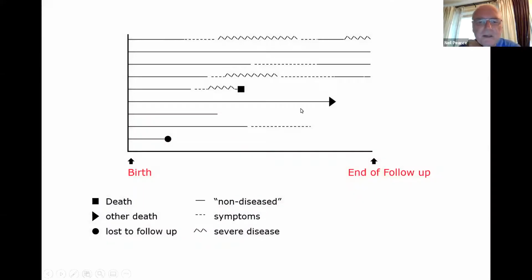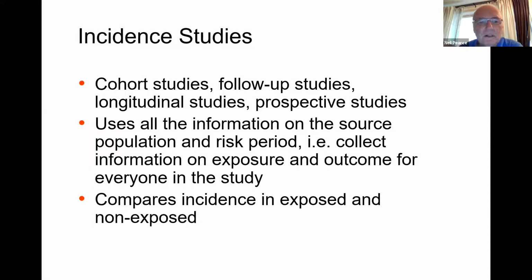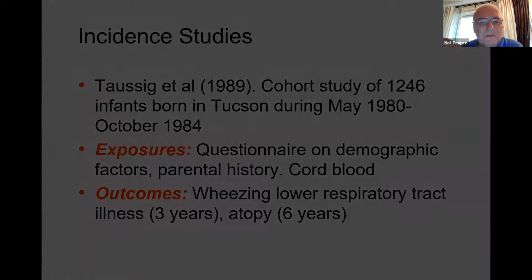If you look back here and see how many new cases of the disease there were: 1, 2, 3, 4, 5. But it's not really 5 out of 10, because you started with 10 people, but not all of them were followed right to the end. Some of them were lost to follow-up, and some died of something else and were therefore lost to follow-up. So you can't really say that 5 out of 10 people got the disease over the 10 years, because for some of them we don't know what happened. We only followed them for a few years.